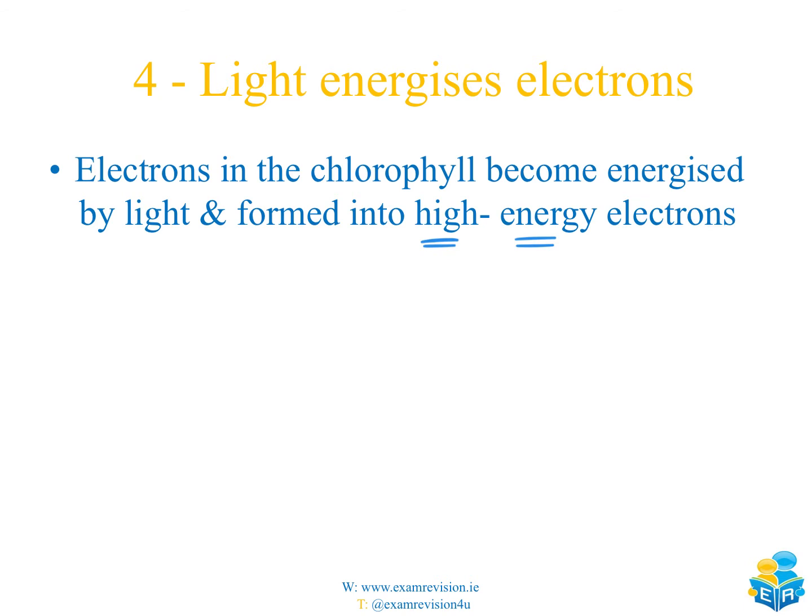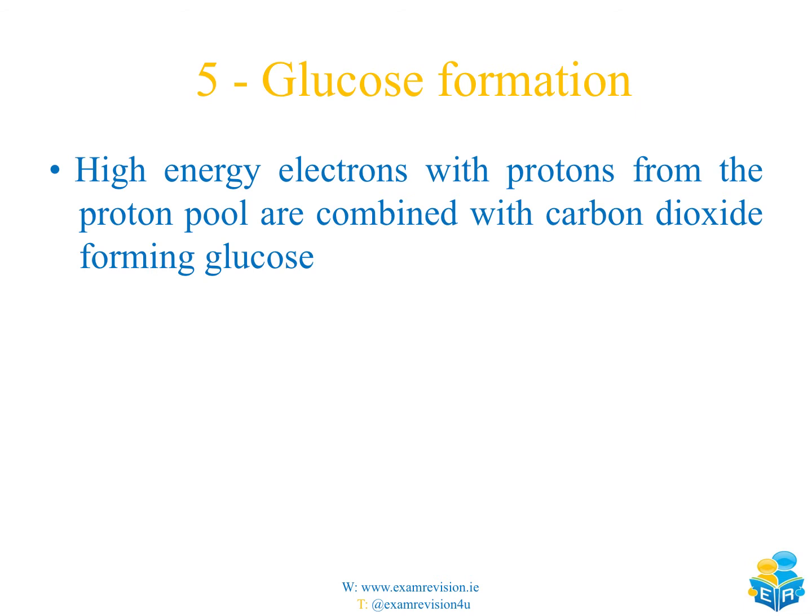Okay, so we started off with the light being absorbed in the chlorophyll. Water is after being split. All of the products are going to go to one location or another. Electrons, they're coming to the chlorophyll so that they can get more light energy to become high energy electrons. And once we have those high energy electrons, they're going to join once again with the protons from the proton pool, and they're also going to be combined with carbon dioxide as well to form glucose.